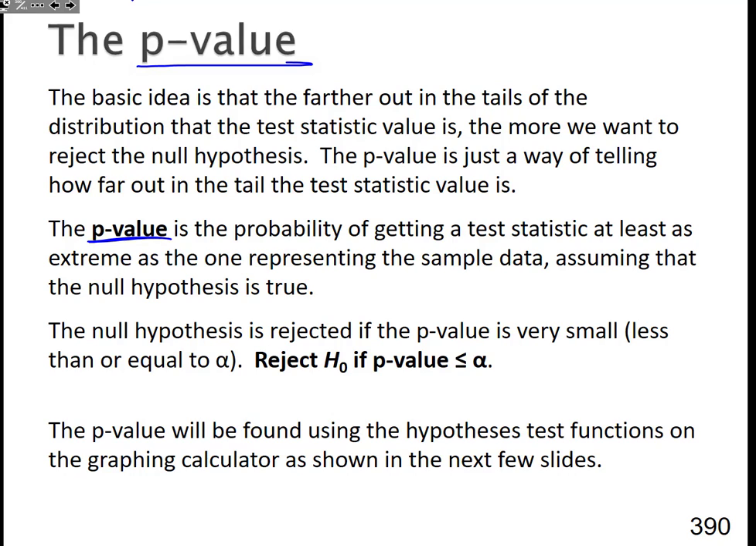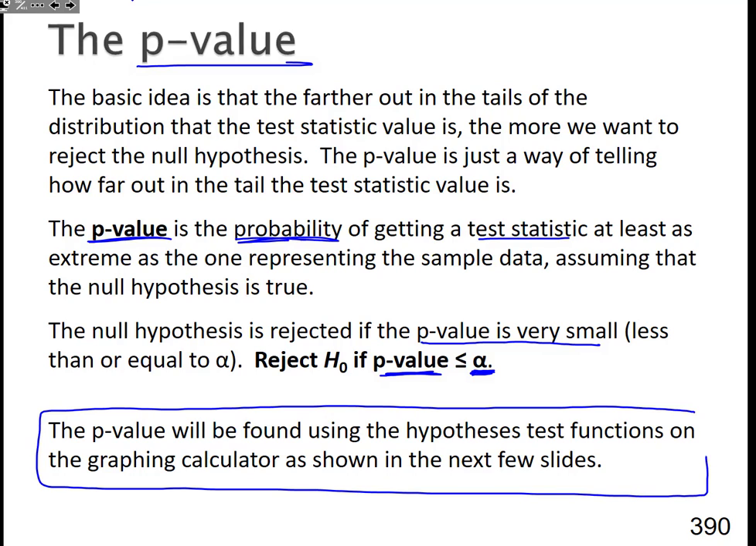The p-value is one more way of finding probability, specifically of getting a test statistic at least as extreme as the one representing the sample data, assuming that the null hypothesis is true. The null hypothesis is rejected if the p-value is very small, and so we're going to compare the p-value to the alpha, which we'll talk more about in a minute. The p-value will be found using the hypothesis test functions on the graphing calculators as shown on the next few slides. So you don't have to calculate it, but you do have to be able to interpret it.